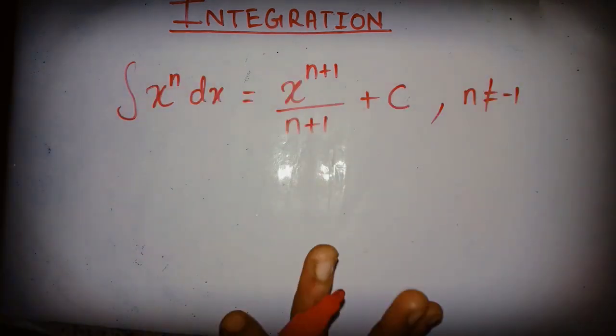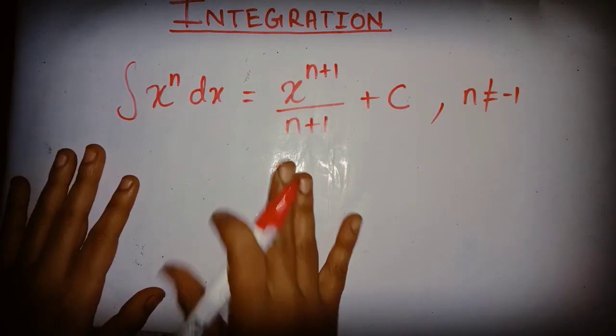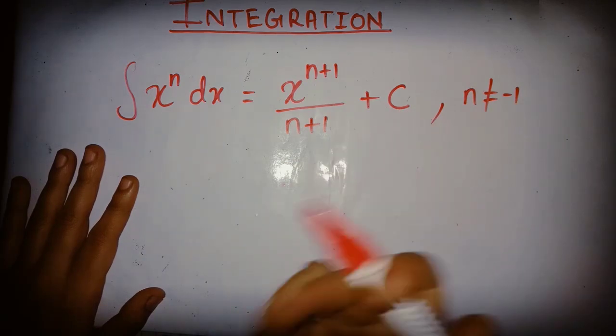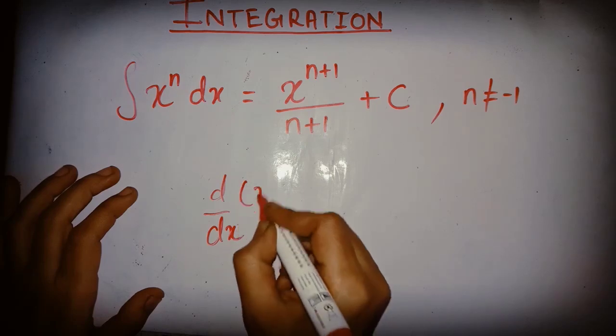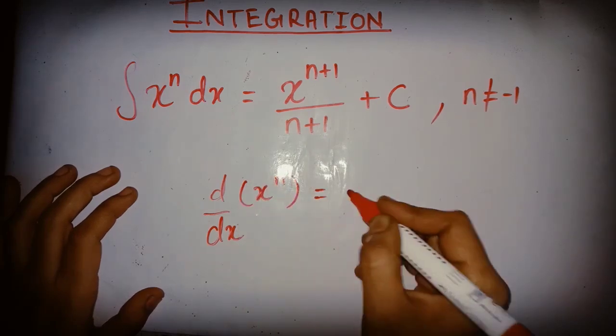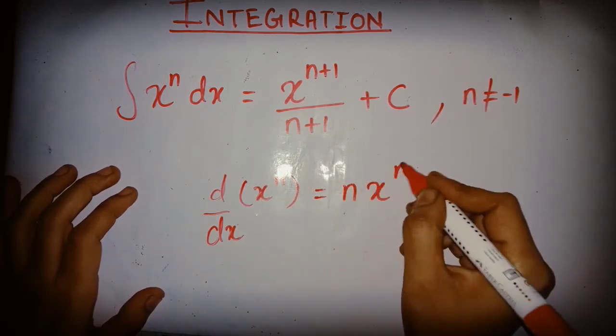This is the standard result for integration, like we have for derivatives. How do we write derivatives? d by dx of x raised to n is given by n x raised to n minus 1.